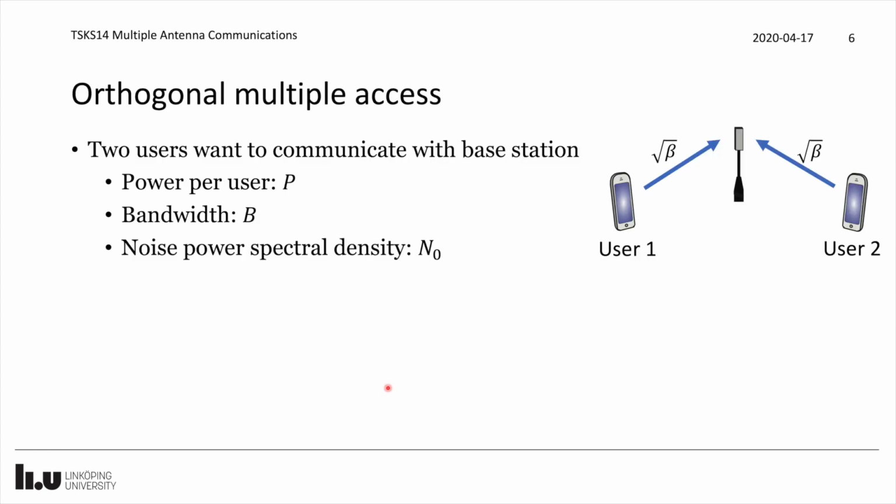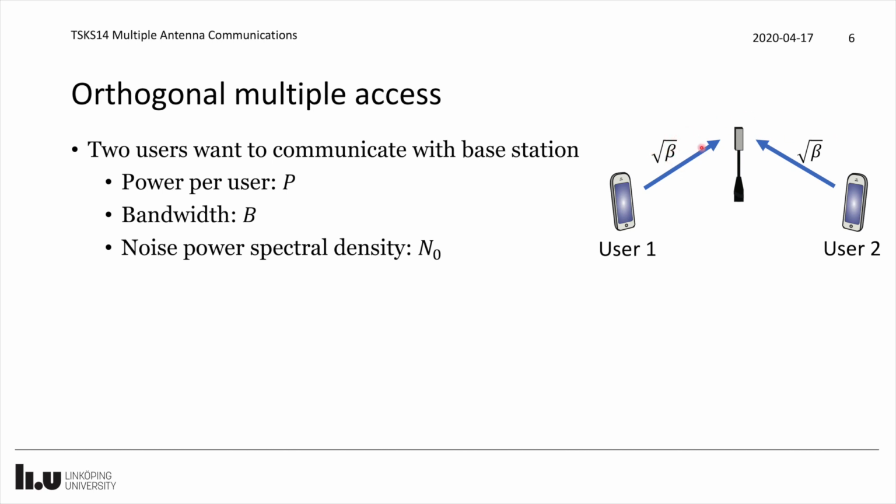And let us first look at a basic case of how a multi-point-to-point setup can work. And let's focus on the uplink, and the basic or classical scenario there is what we call orthogonal multiple access. So we have 2 users, user 1 and user 2, who would like to transmit to this base station here. And both of them have a power that we are calling P, and this is in watt. They have a bandwidth that they need to share that's called B, and we have a noise power spectral density N0. And for simplicity, we assume that both of them have a channel gain of beta, so they have the same channel quality.